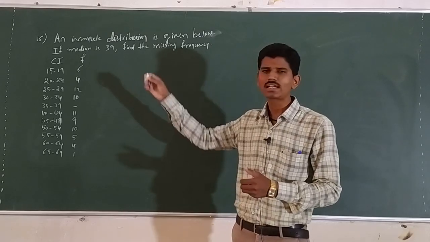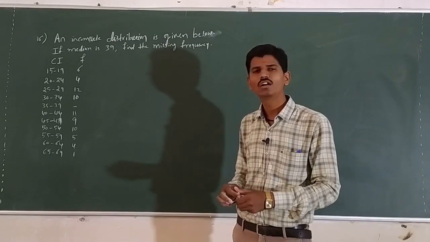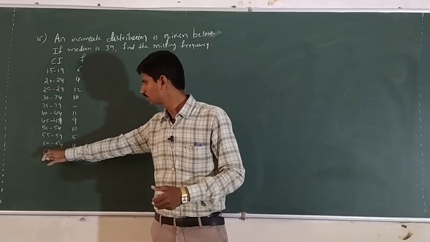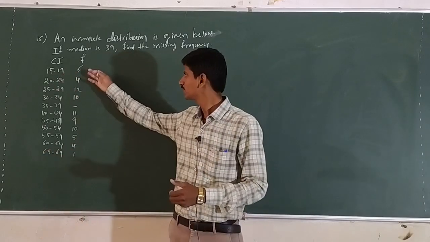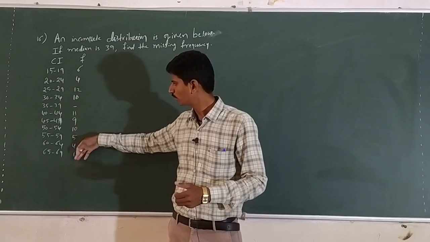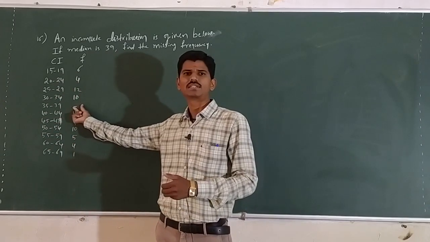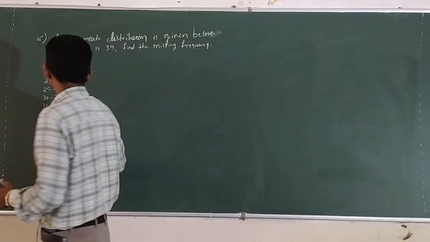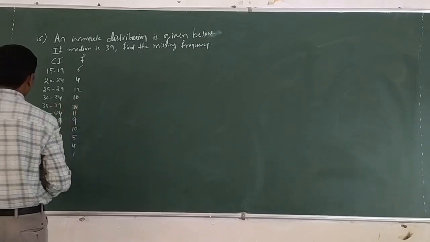Here they are given class intervals with their respective frequencies. The class intervals start from 15 to 19 and end with 65 to 69, and the frequencies are given as 6, 4, 12, 10, dash, 11, 9, 10, 5, 4, 1. Here you have to find the missing frequency. Let it be x. You have to take x as the missing frequency.